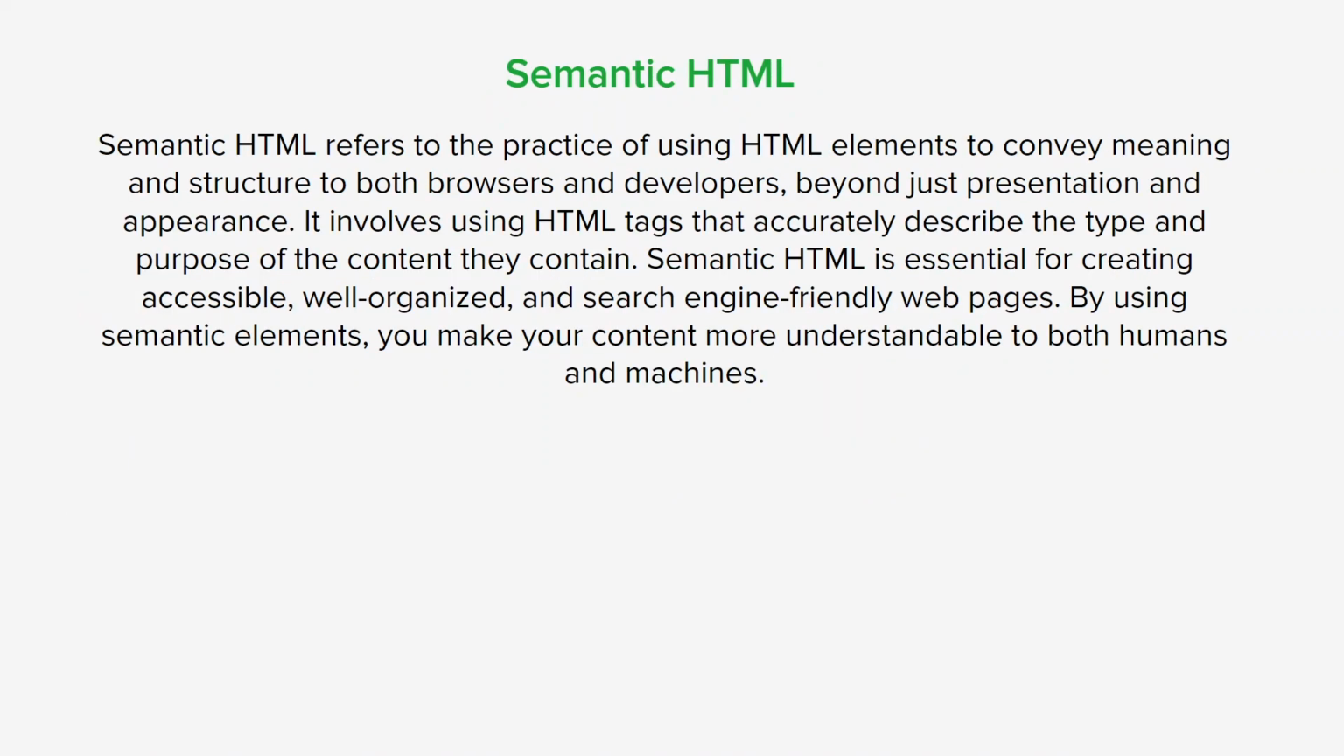So lastly, we have semantic HTML, and this refers to the practice of using HTML elements to convey meaning and structure to both browsers and developers, beyond just presentation and appearance. It involves using HTML tags that accurately describe the type and purpose of the content they may contain. Semantic HTML is essential for creating accessible, well-organized, and search engine-friendly web pages. By using semantic elements, you make your content more understandable to both humans and machines.